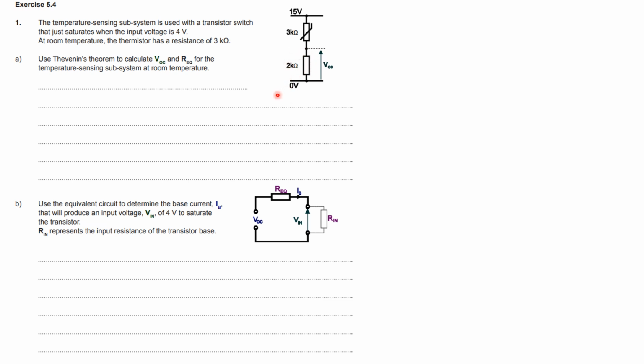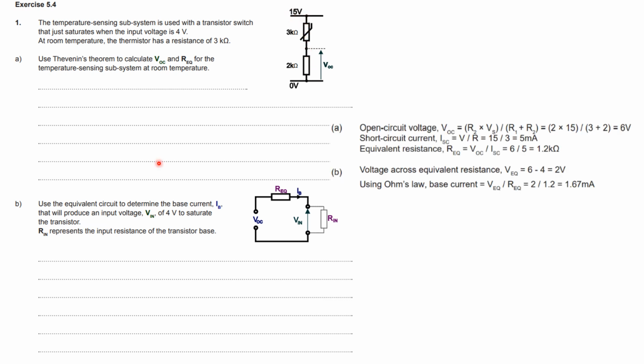So the short circuit current will be your 15 volts divided by your 3 kiloohms. Remember, if you're using kiloohms, it will just come out in milliamps. Okay. So that is that one. And then the equivalent resistance is quite simply R equals V over I. So it's VOC over ISC. Open circuit voltage over short circuit current, 1.2 kiloohms. Okay. So we've worked that out now.